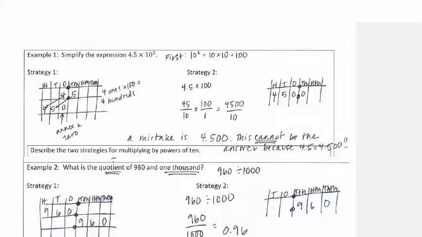Okay, so the two strategies that we're going to use today: one would be the slide method, and one would be the method where we multiply or divide by 100, just like our normal decimal and whole number multiplication and division, right? So let's look at this first example.